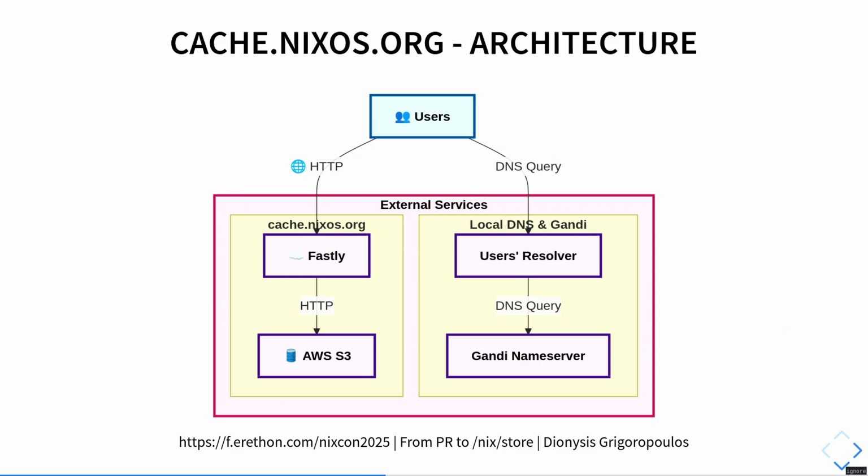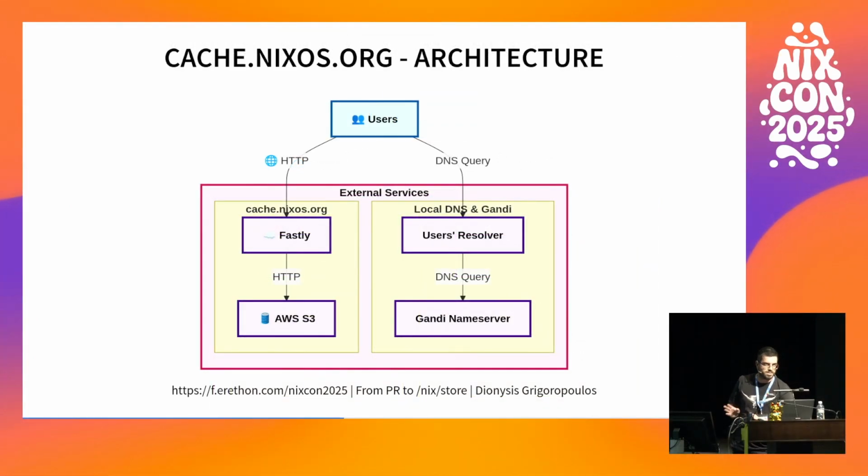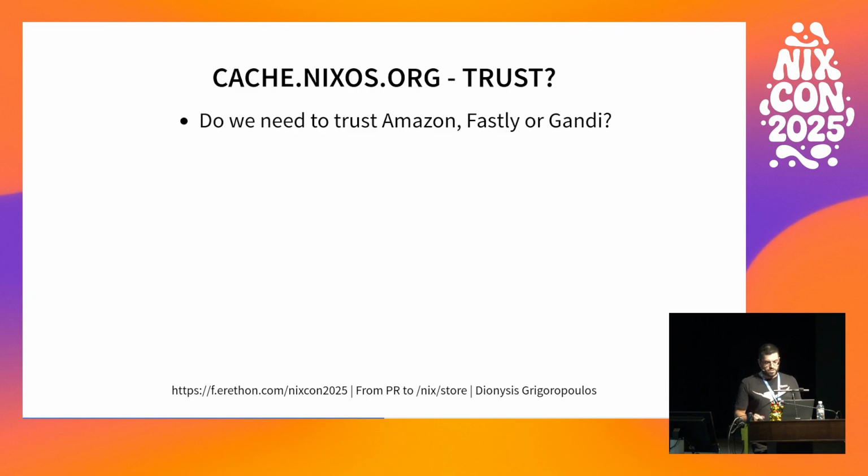And here's a simple architecture diagram of what we discussed so far. On the right-hand side, we have Gandi for DNS. And on the left-hand side, we have cache.nixos.org, which is being served by Fastly, which in turn uses S3 as the backend. Pretty simple architecture. So far, we've identified 3 companies that are in the hot path to get packages: Amazon, Fastly, and Gandi. So the question becomes, do we trust them?